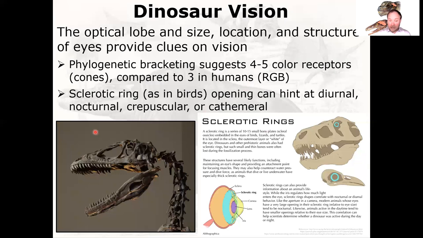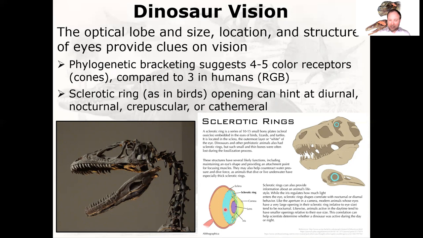So dinosaurs probably had 4 to 5 cones like birds do, since they're so closely related, which actually says that they probably saw color better than even we do. Another hint is the sclerotic ring, these bony little plates that were actually inside the eye. Here's the eye cutaway. You can see the actual bones in here. They help maintain the eye's shape.